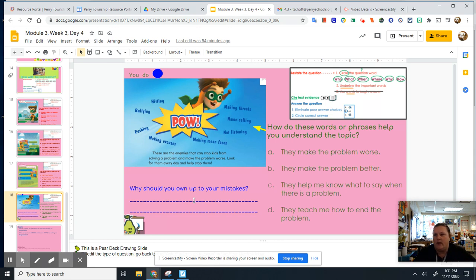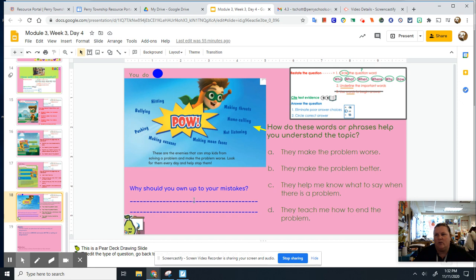Let's look at this page. How do these words or phrases help you understand the topic? Look at all these words and phrases around the word pow. Pow. It says hitting, bullying, pushing, making excuses, making mean faces, not listening, name calling, making threats. These are the enemies that can stop kids from solving a problem and make the problem worse. Look for them every day and help to stop them.